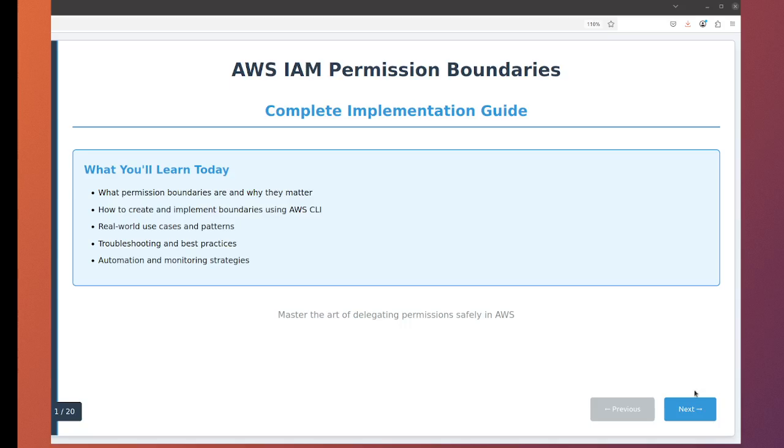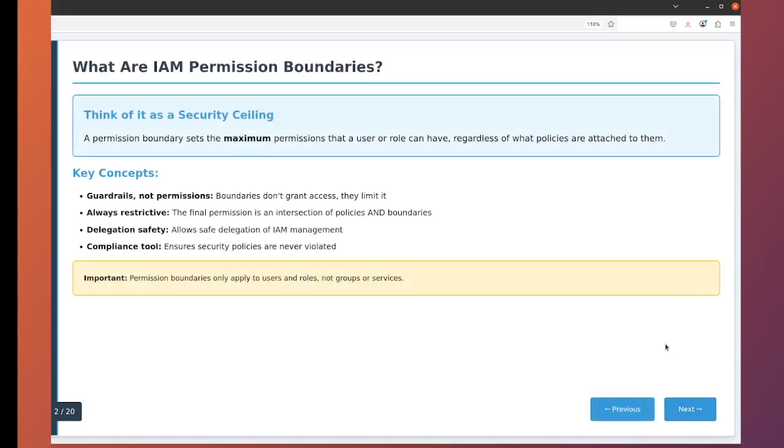By the end of this session, you'll understand how to create a robust security framework that gives developers freedom while maintaining strict security controls. Let me explain permission boundaries using a simple analogy.